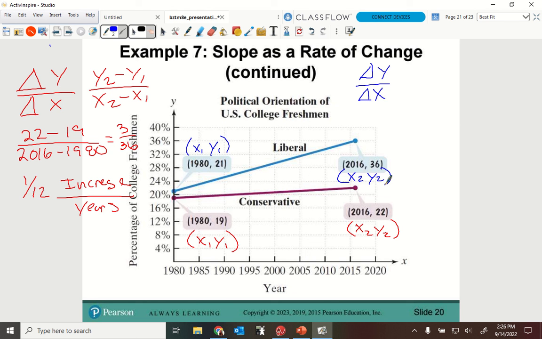Do this one. Do that one. That's one. There it is. And what's my rate though? Increase per year, right?